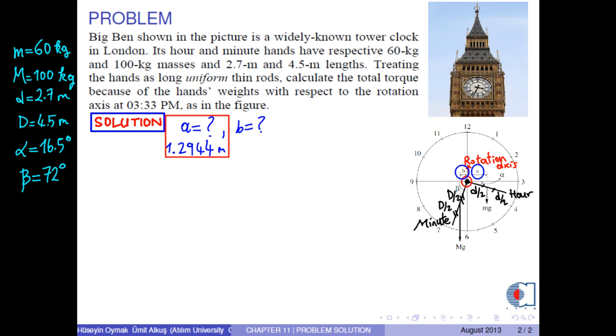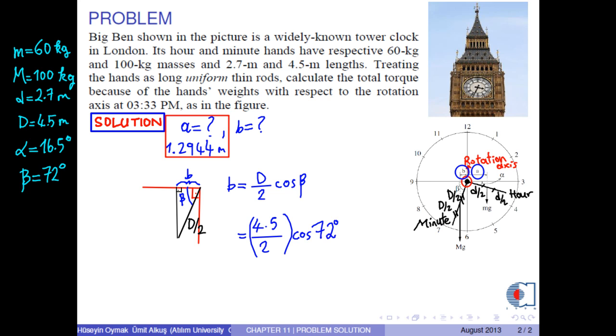Also, for the configuration for the minute hand, we write B equals d over 2 times cosine beta. With the numerical values, we get 0.69529 meters, or in 3 digits it is approximately 0.695 meters.